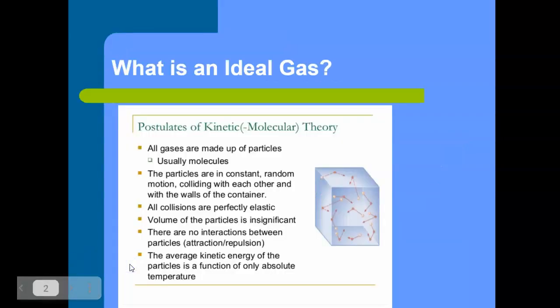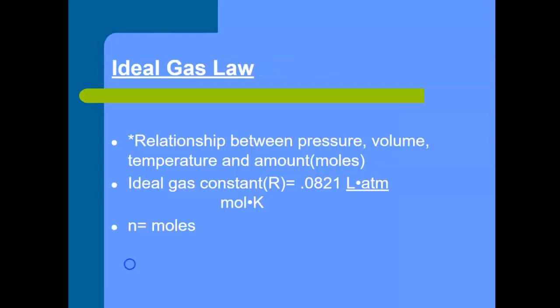All right, so all of this equation is based on the tenets of the kinetic molecular theory, which states that gases are made up of particles, they're in constant motion, collisions between them are perfectly elastic, their volume is insignificant, there are no interactions between the particles, and kinetic energy of the particles increases with temperature. So the ideal gas law is literally a relationship between pressure, volume, temperature, and amount of moles.